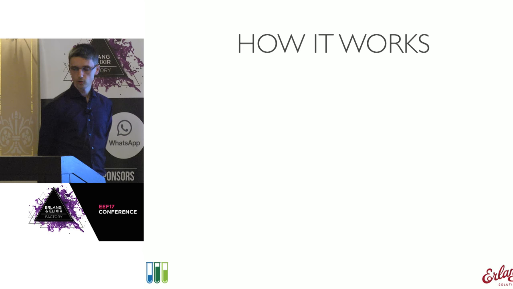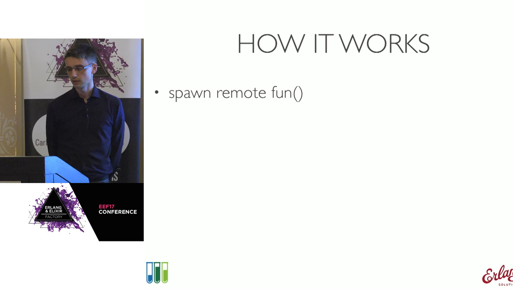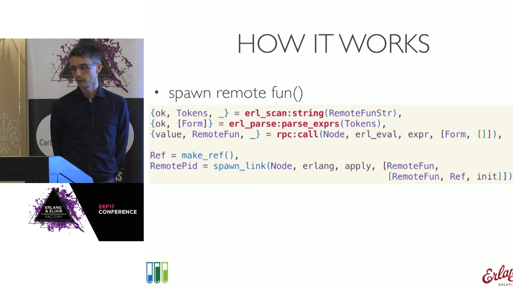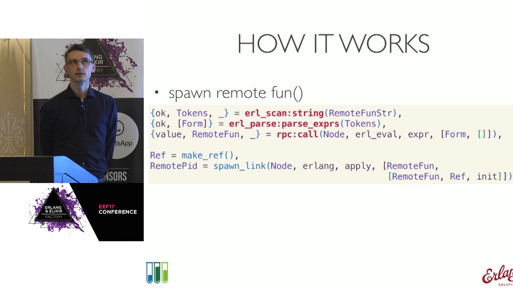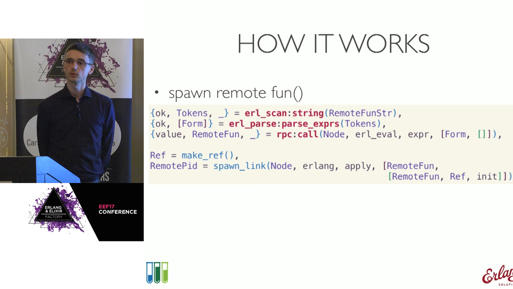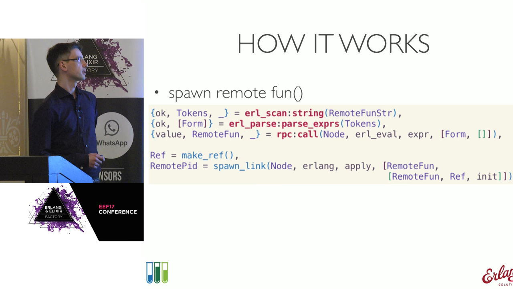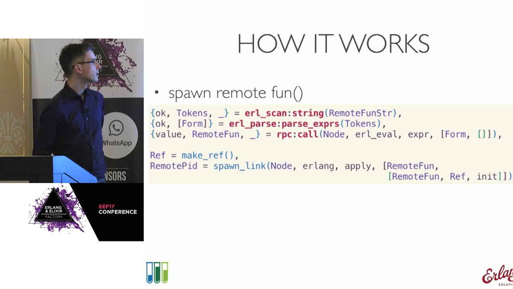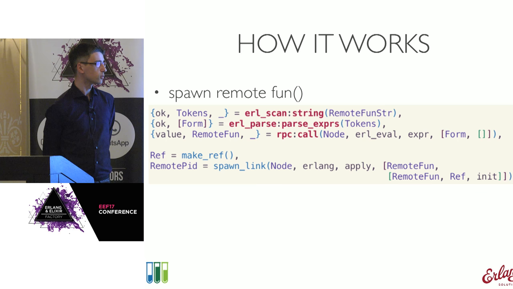So how does this work behind the scenes? It's quite simple. It actually consists only of one function, which we spawn remotely. There is just a hack here which allows us to spawn the fun on any node, no matter what the Erlang runtime system version on the remote node is, because it can happen that the version of the runtime system on which you compile the tool is different from the one on which you want to run the application that you observe. In order to be able to spawn functions remotely, we do all the scanning, parsing, and compilation through the RPC call so that later we can spawn_link this remote fun on the remote node. So this is really all it does. It spawns one fun and runs one process on the target node.